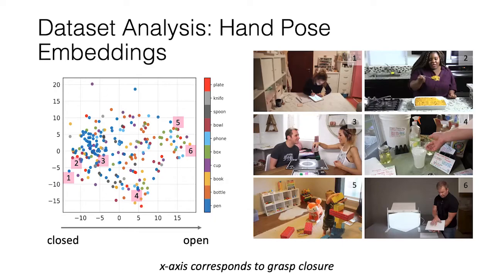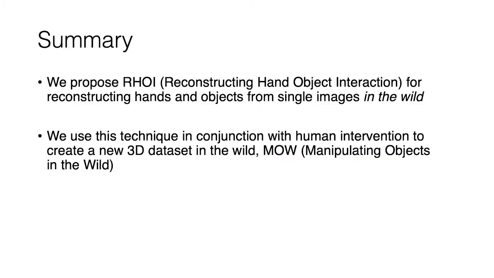Okay, so in summary, we propose this RHOI method for reconstructing hands and objects from single images in the wild. And then we use this technique in conjunction with human intervention to create this 3D new data set in the wild that we call MOW, manipulating objects in the wild. And the data set is going to be out in a month or so. Okay, so that is humans and objects, and more like hands and objects.